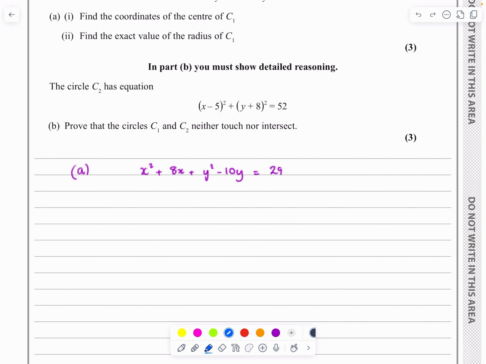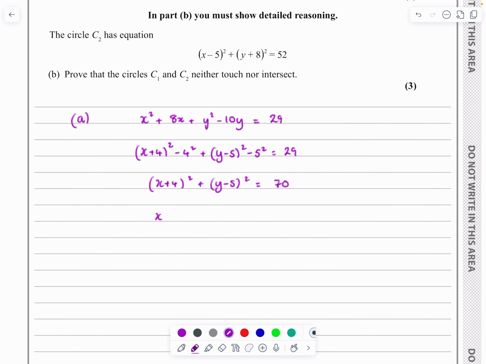Not going to take any time over that. That's on lots of other videos on this site. Go and look at that if you're not sure how to do it. Completing the square on the first one is going to be x plus 4 all squared minus 4 squared, and on the second one is y minus 5 all squared minus 5 squared equals 29, and that tidies up to x plus 4 squared plus y minus 5 squared equals 70.